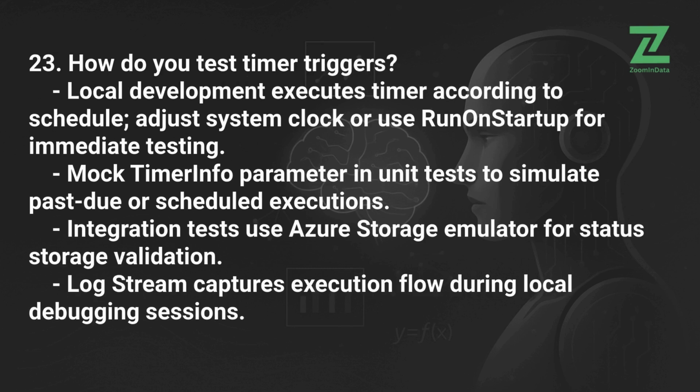23. How do you test timer triggers? Local development executes timer according to schedule. Adjust system clock or use run on startup for immediate testing. Mock timer info parameter in unit tests to simulate past due or scheduled executions. Integration tests use Azure Storage Emulator for status storage validation. Log stream captures execution flow during local debugging sessions.